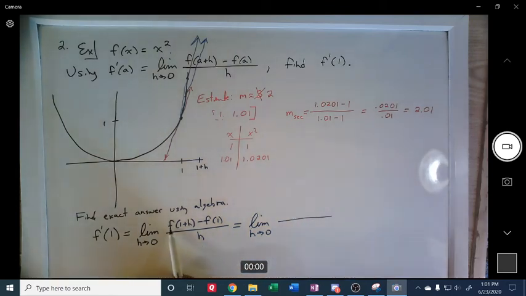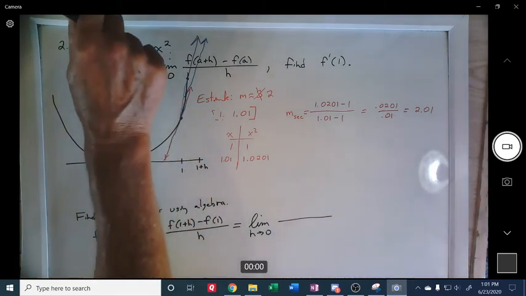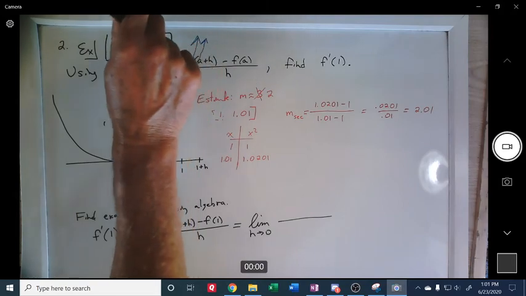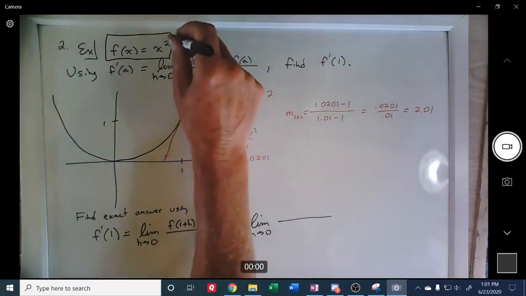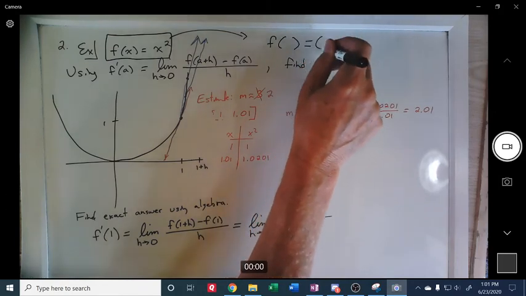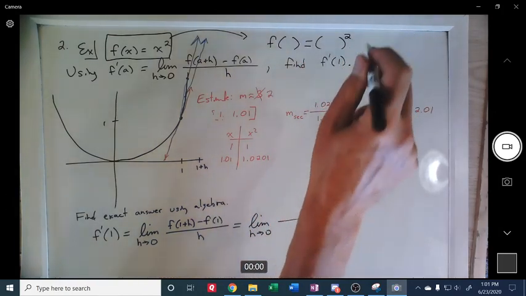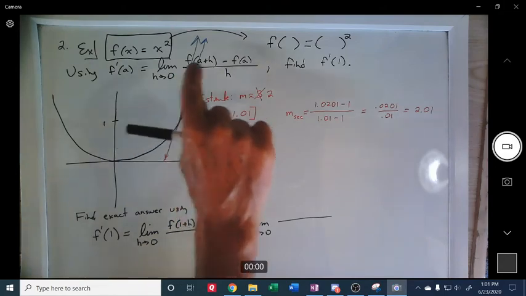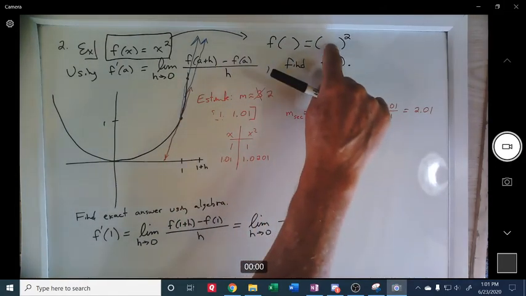Now, I have to resolve f of 1 plus h and f of 1. How do I do that? Anybody have an idea? What do I do? We're going to do 1 plus h squared minus... This is my function, which really means this. F of anything is that thing squared. So I'm going to plug in 1 plus h here and here.